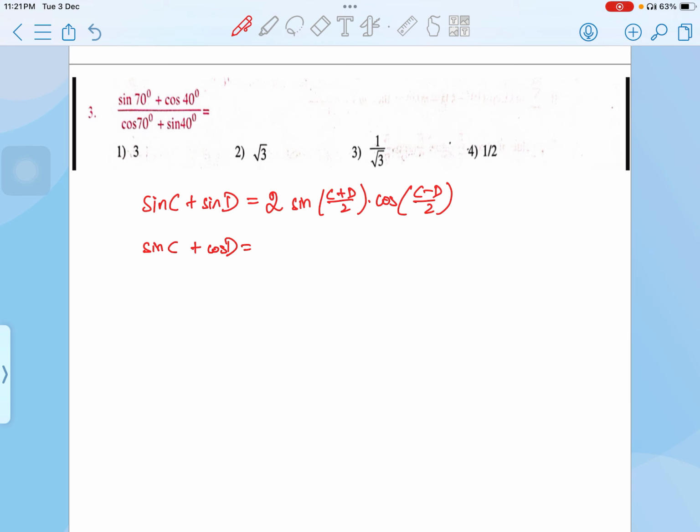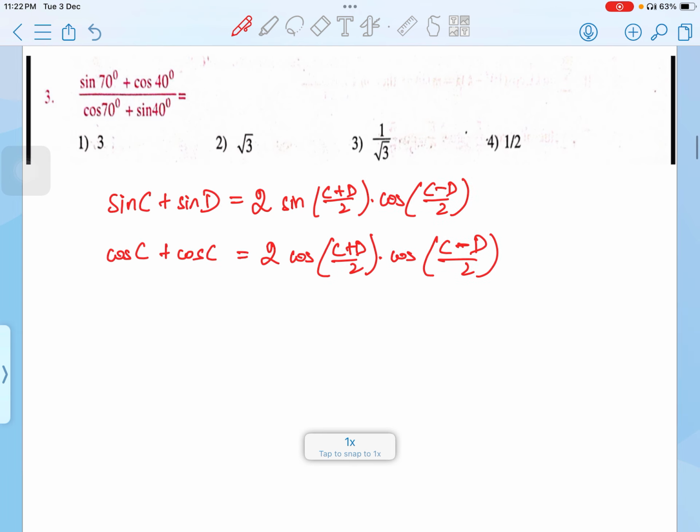Sin C and cos D means we need formulas based upon converting that cos D also into sin. Then you can use it for the numerator. Similarly, in the denominator you have both of them, one is cos, one is sin. You can convert one of them to cos or sin and then you can apply the formula. So cos C plus cos D means 2 times cos of addition of two angles divided by 2, cos of subtraction of two angles divided by 2.